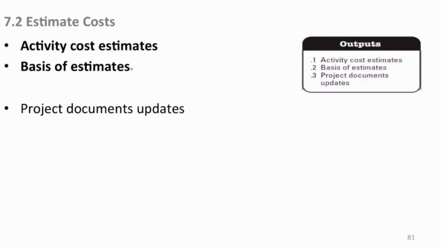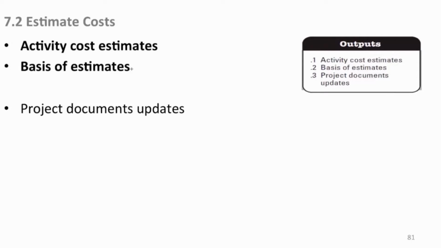Okay, we're going to take a little break, come back, and we'll talk about the outputs of all this cost estimation effort. So here are the outputs that we would expect from our efforts to estimate costs for our project. Primary outputs are your activity cost estimates and the basis of those estimates, so that we have a record of how you estimated them and why you estimated them that way.